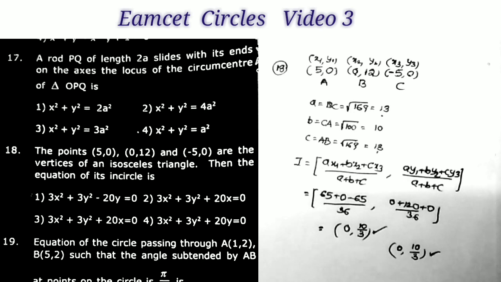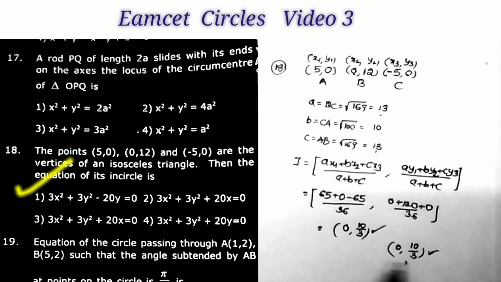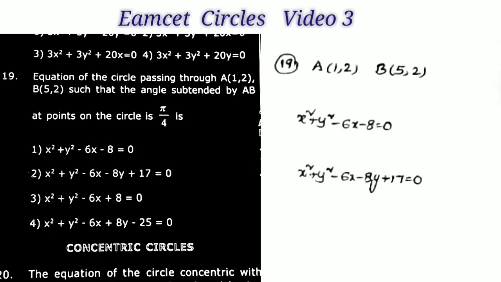Check the options. For the first option, here we have the center equal to (0, 10/3). Yes, this is the correct answer. For the remaining equations, the center is not equal to (0, 10/3). So this is the correct answer. That's all. Next question, sum number 19.